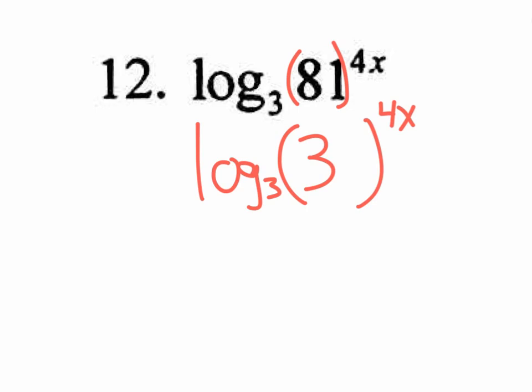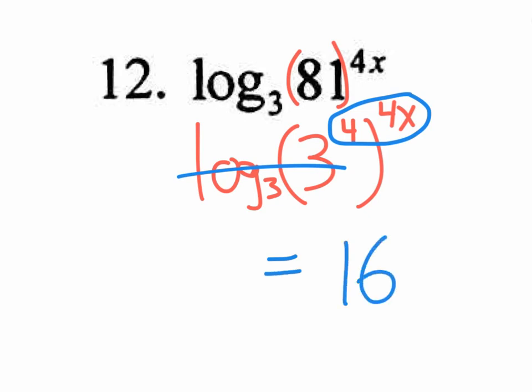So 3 to the first power is 3, 3 to the second power is 9, 3 to the third power is 27, 3 to the fourth power actually is 81. So I'm going to rewrite 81 as 3 to the fourth. And of course, like I said, those guys cancel because it's equal to 1. And these powers, you have to multiply them. Final answer will be 16x.